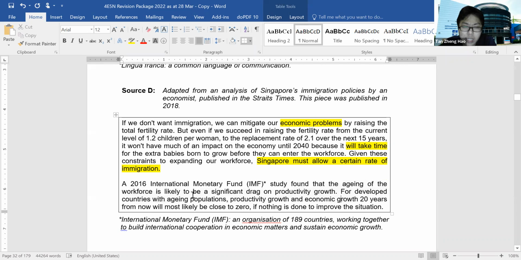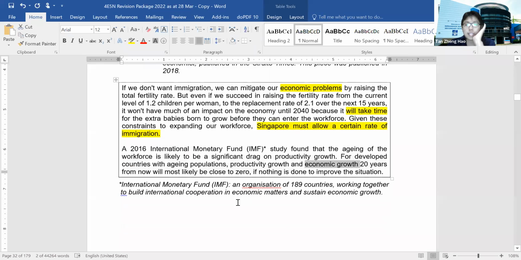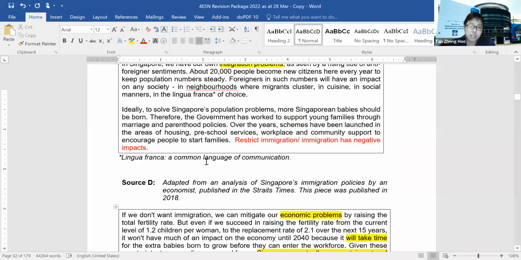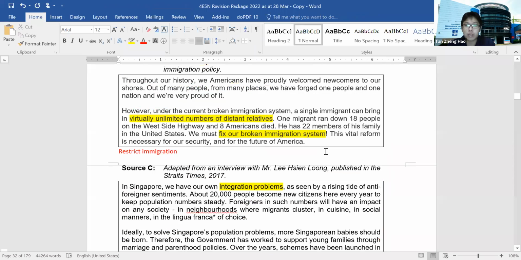So basically here they are saying, okay, we need immigration because our country is aging, and it will hurt our economy. We'll have a lot of economic problems. So the economic problems, they mention it all here. Our productivity will slow down, our economy will no longer grow. Okay, so at first glance, what can I see from the source? Remember, the source, I need to explain everything. Does it tell me what I want to know?